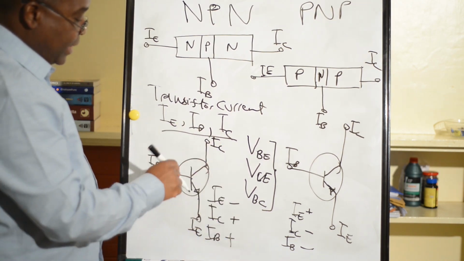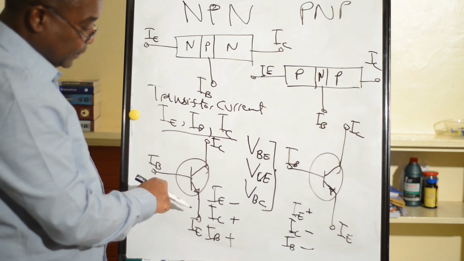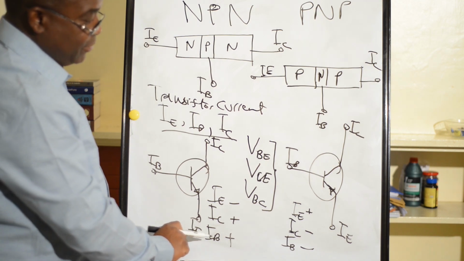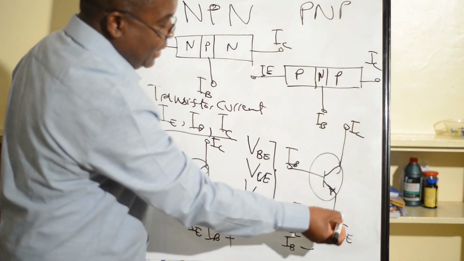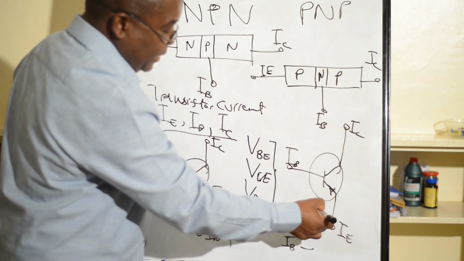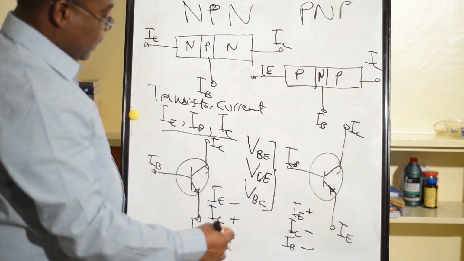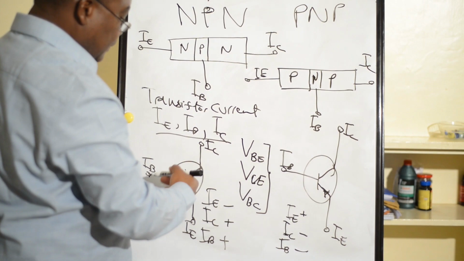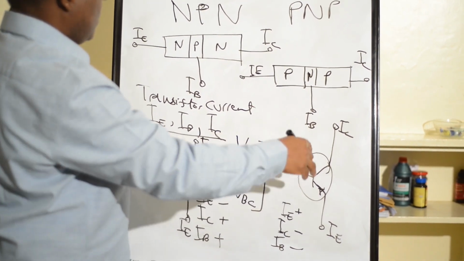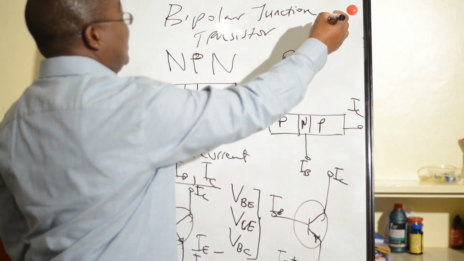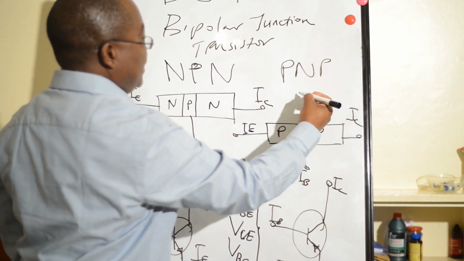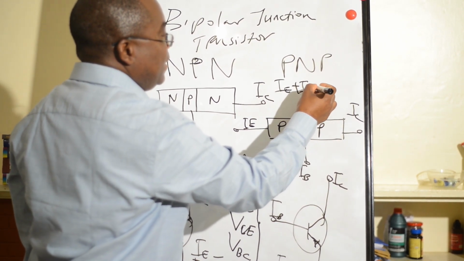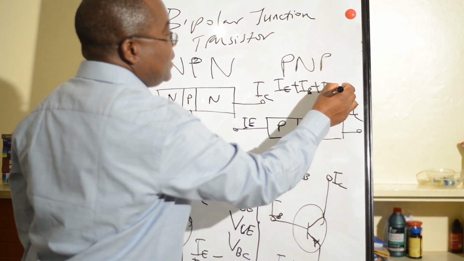Conventionally, in a transistor, when the arrow points outward, the conventional current for IE is negative. But if the arrow points towards the transistor, the conventional current at IE is positive. In other words, by using Kirchhoff's law in a transistor, IE plus IB plus IC is equal to 0.